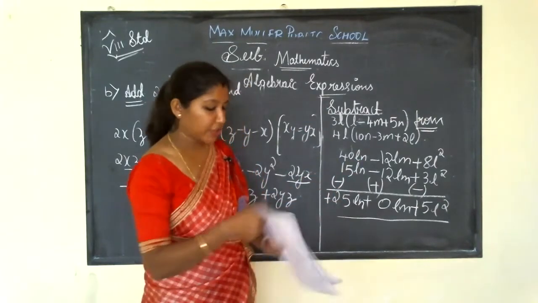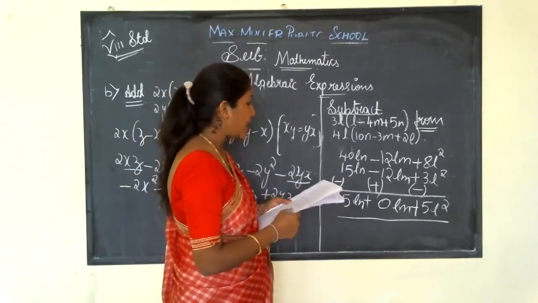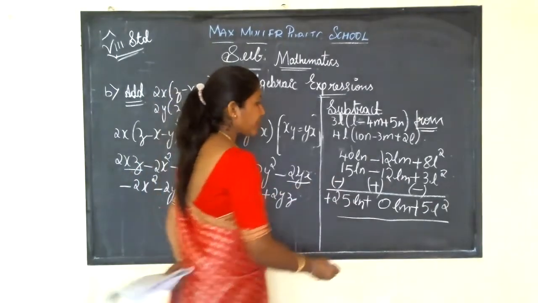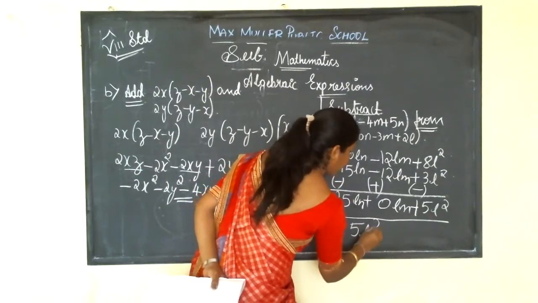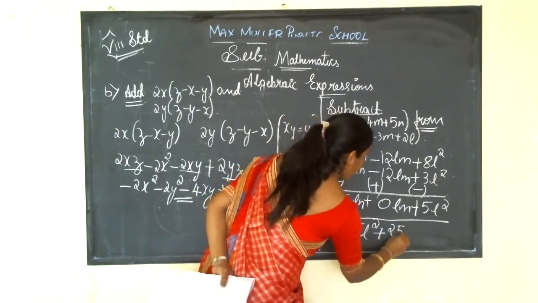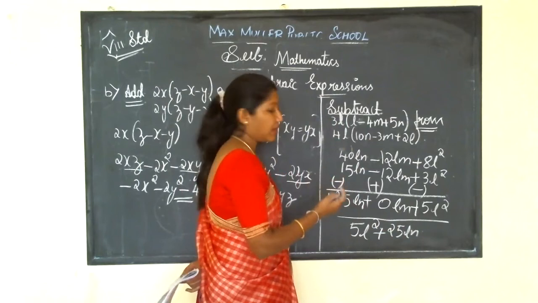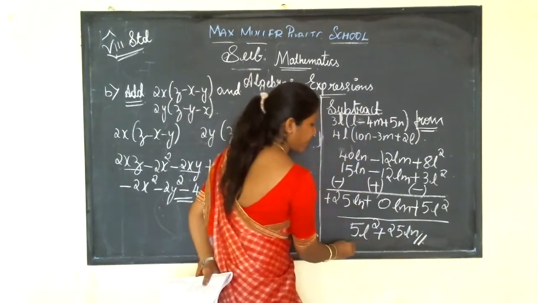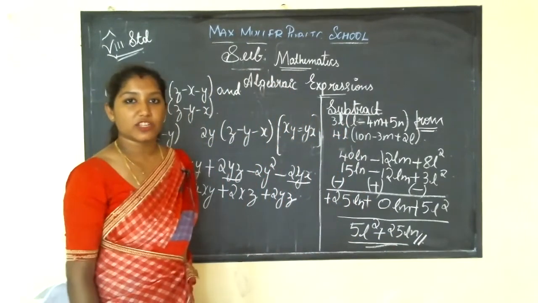So your expression is finally 25 ln plus 0 lm plus 5 l square. So leaving this thing, the greater exponent you have to write first, that is 5l square plus 25ln plus 25lm. 0lm also you can write, but not necessary. If you write this expression, it's enough. I hope you all understood this subtraction problem.